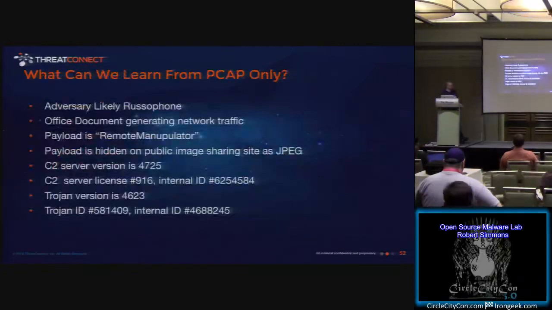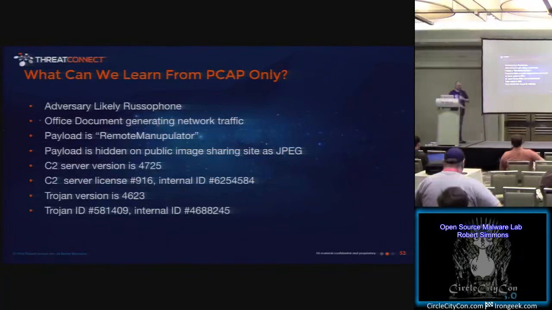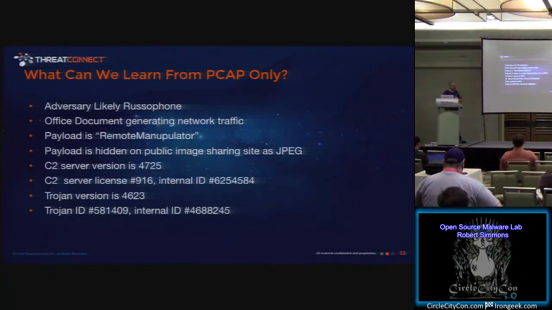So let's take a look at what we've learned from only listening to the malware speak and not actually looking at the malware itself. We know that the adversary is likely Russophone. We also know that there's an Office document generating network traffic, so that's a serious problem. We also know that the payload is remote manipulator. We'll be able to confirm that if we run that particular file through Cuckoo and look at it further.